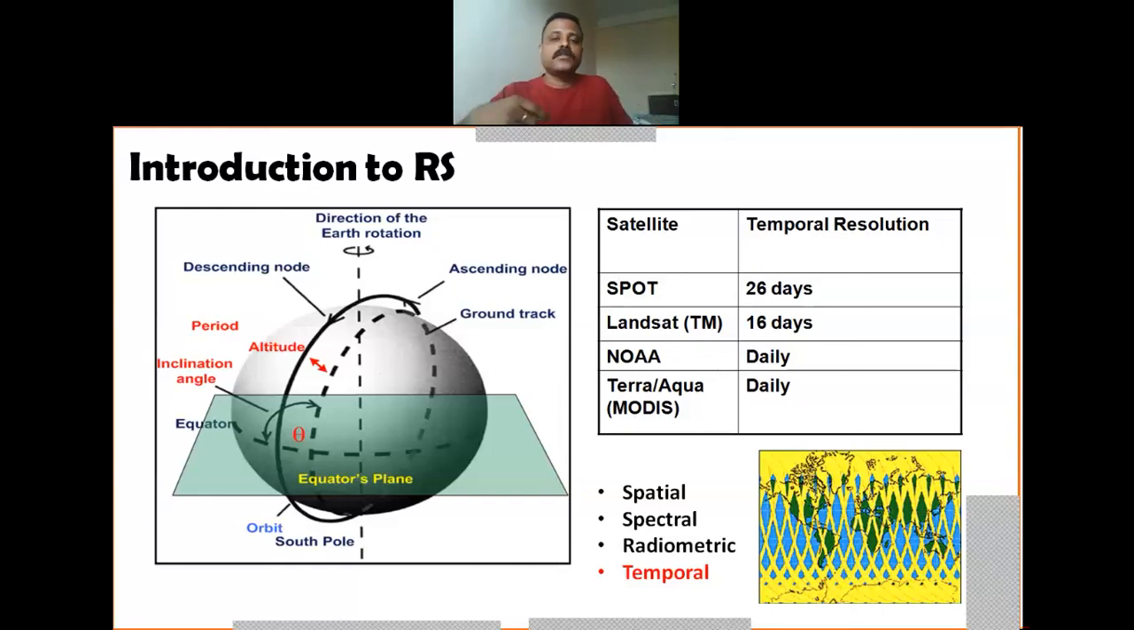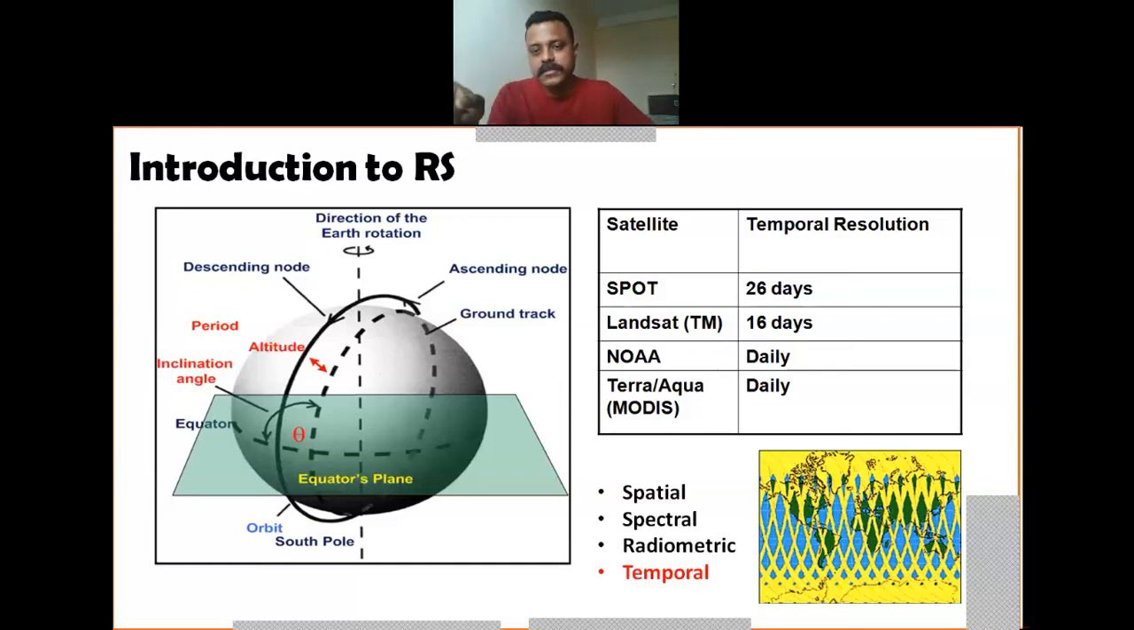Some satellites, if they rotate very fast, their temporal resolution is higher. Some satellites, if they rotate or move very slow, their temporal resolution will be low. For example, in this list, you see that there is a French satellite known as Spot, which takes exactly 26 days in order to capture information on the ground. It means every 26 days, it will come back and take a photograph of the same area. Landsat, NOAA and Terra/Aqua MODIS, they come almost every day. It means their temporal resolution is much higher.